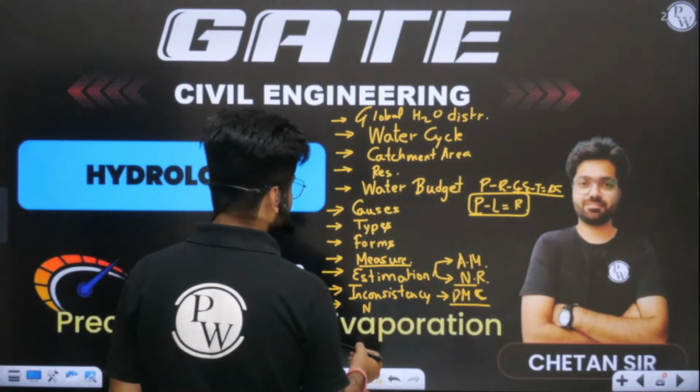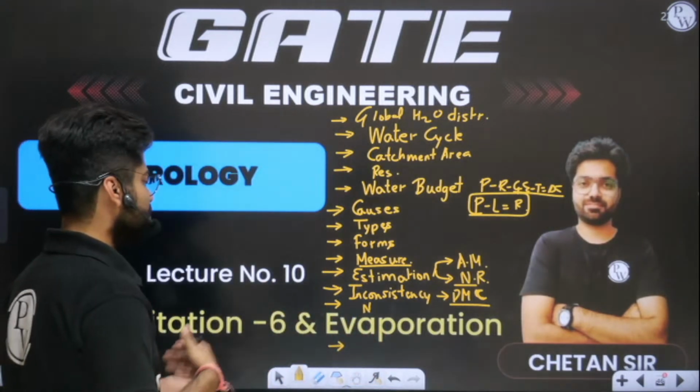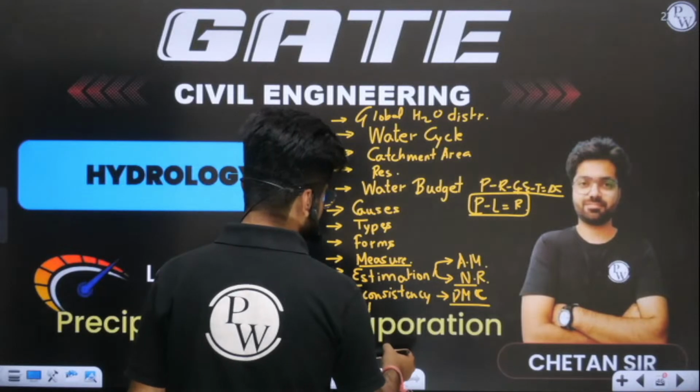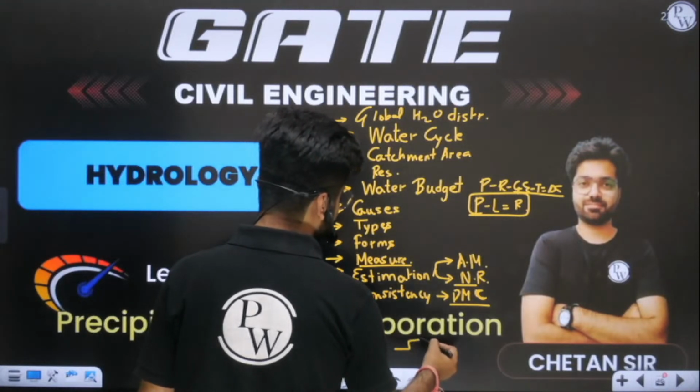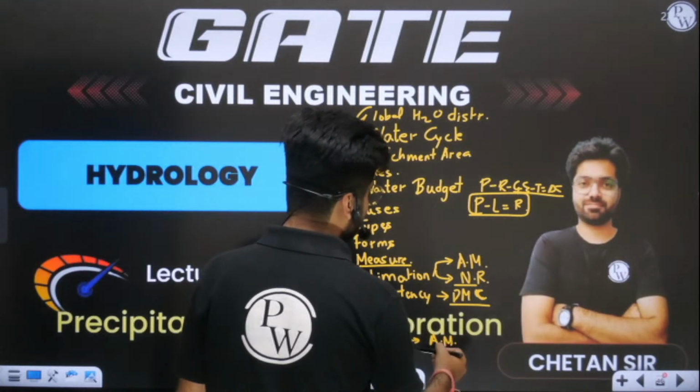Then after this, we went on to discuss average depth of precipitation. Presentation of data was there. In average depth of precipitation, you told us three formulas. The very first formula was arithmetic mean. Okay, the first formula was arithmetic mean.